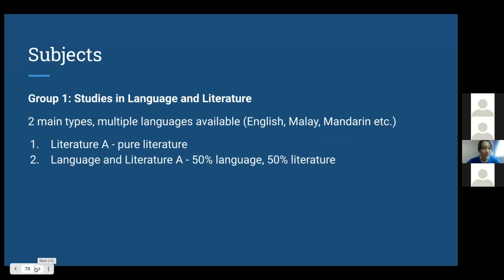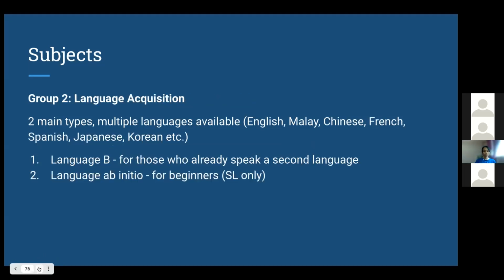So you can take literature, pure literature, or language and literature, which is 50% language, where you study how language is used in our modern day society, and then 50% literature. So moving on, we'll have group 2, which is language acquisition. In this one, it's a second language. So in this one, there are more languages you can take up.